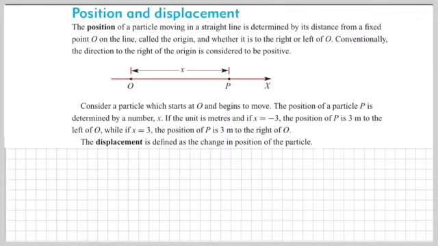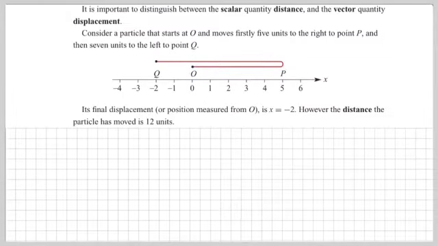The displacement is defined as the change in position of the particle. Displacement is different from distance, as we'll see as we go through all this. It is important to distinguish between the scalar quantity distance and the vector quantity displacement. Consider a particle that starts at the origin and moves firstly 5 units to the right to point P, and then 7 units backwards the other way to Q. It starts here, goes 5 that way and 7 that way.